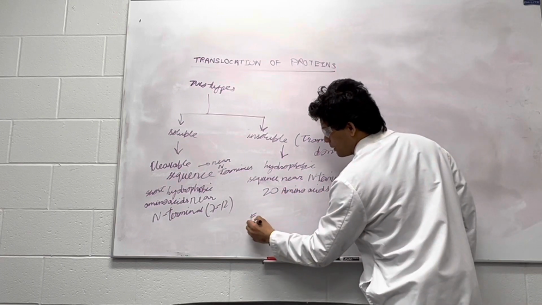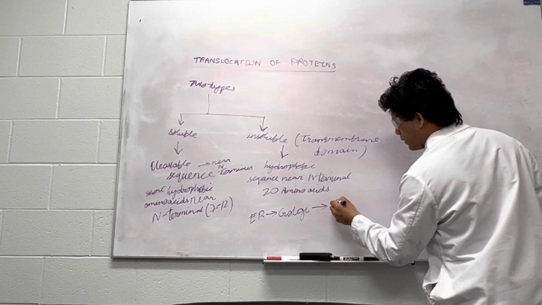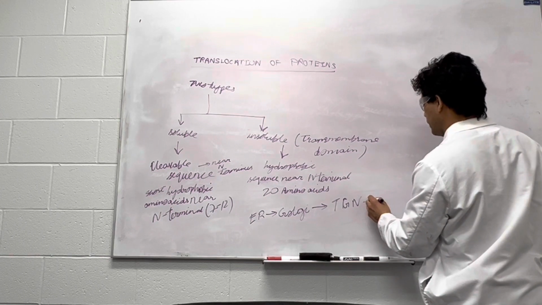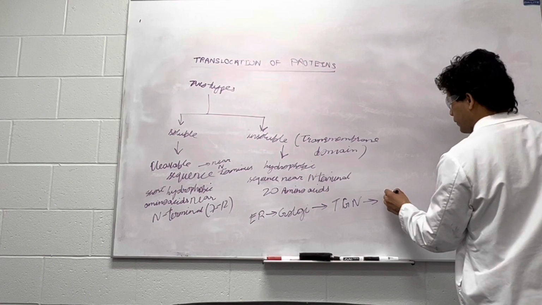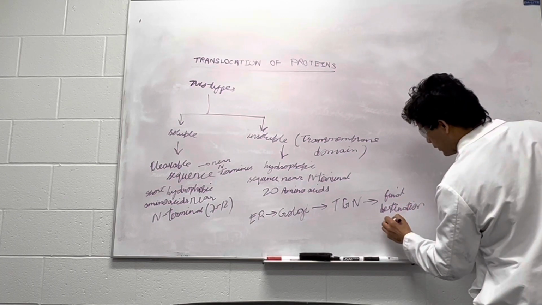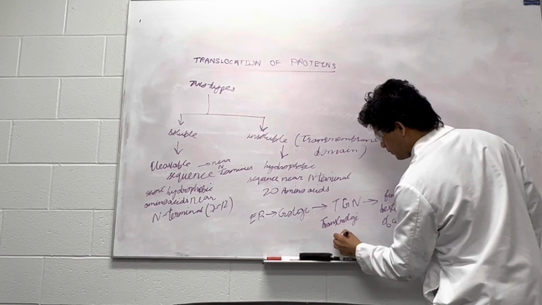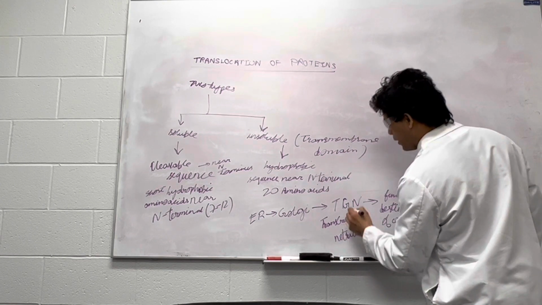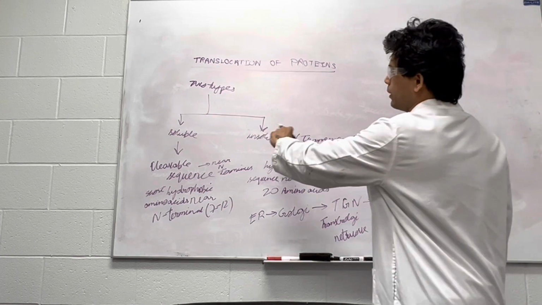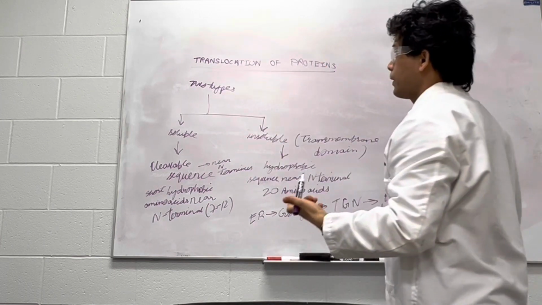That is, from the ER to Golgi to TGN, the Trans-Golgi network, and then to the plasma membrane, the final destination of the cell. Here in the Trans-Golgi network, based on the signature of the protein, it directs the proteins to their final destination. So these are the major categories in which proteins are categorized to understand the translocation of protein.